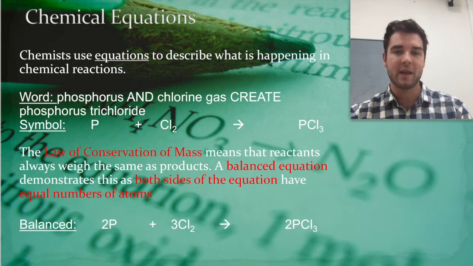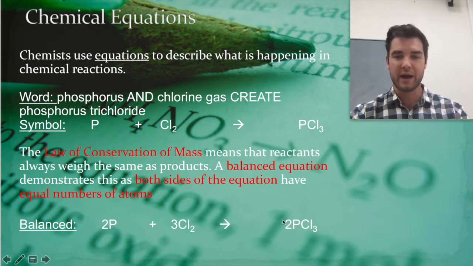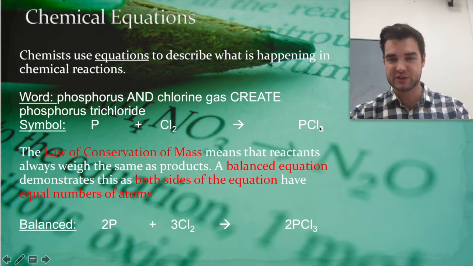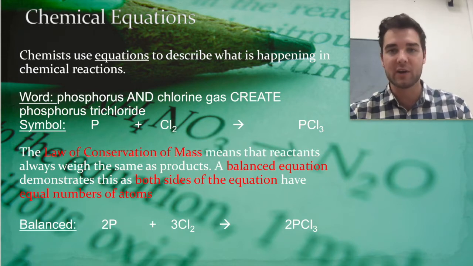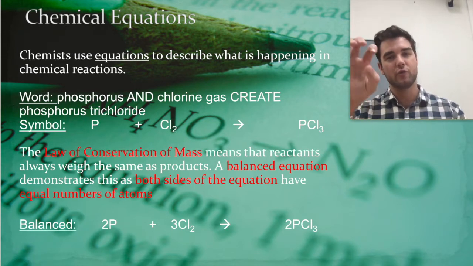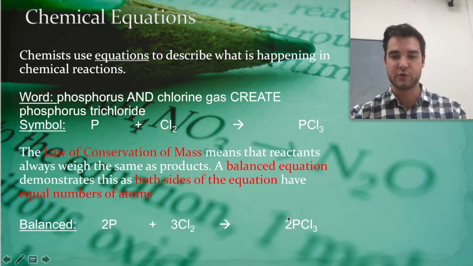and that is the law of conservation of mass. That means that reactants always weigh the same as products. You're not going to lose any mass. A balanced equation demonstrates this, as both sides of the equation have an equal number of atoms. So to balance this out, we're going to have to put a 2. Now we can't simply change that to a 2, otherwise we wouldn't have phosphorus trichloride, we'd have phosphorus dichloride. But we can create 2 separate molecules, and that's what we're doing when we put that 2 there.